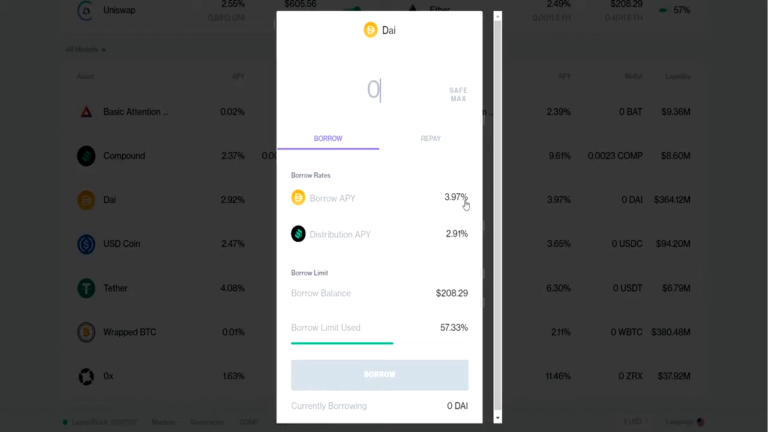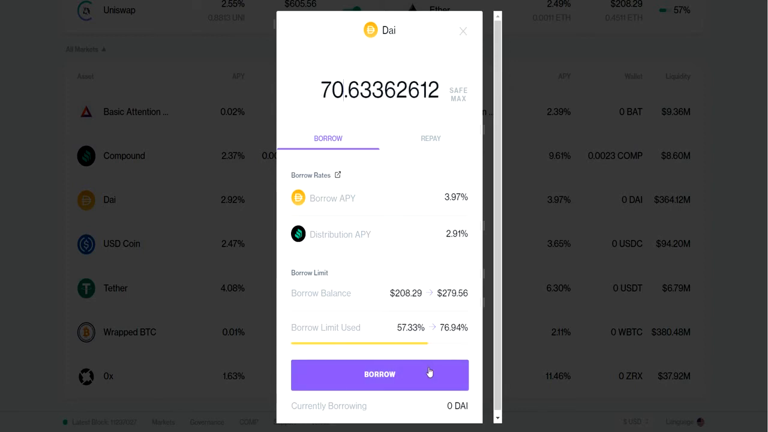Now let's take a look. So let's say I wanted to borrow some more DAI. This protocol does have a safe max. So I could click that and borrow $81. What I like to do is, if I clicked this to borrow, I would maybe take this down to something else, maybe 70. That way I know I'm even more safe against the price action.